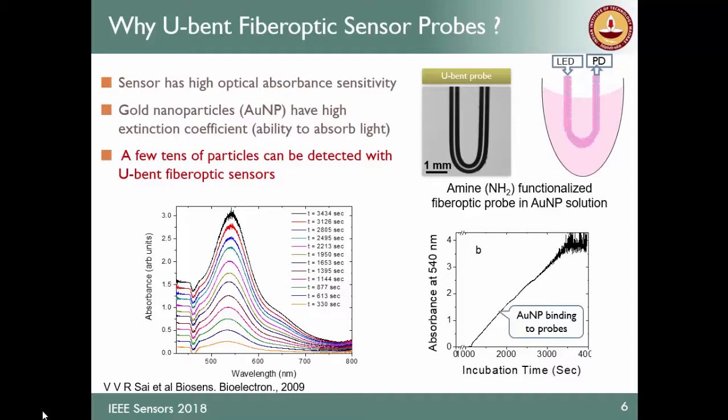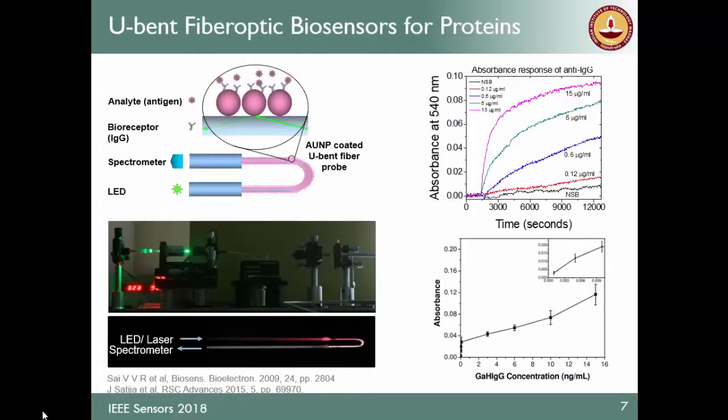In the past we used those gold nanoparticle probes to realize label-free biosensors for proteins, and we could go down to some nanograms per ml of human protein. But not so great. This was the setup that was used. This is the probe exposed to white light, and you see pink color, mainly indicating the gold nanoparticles.